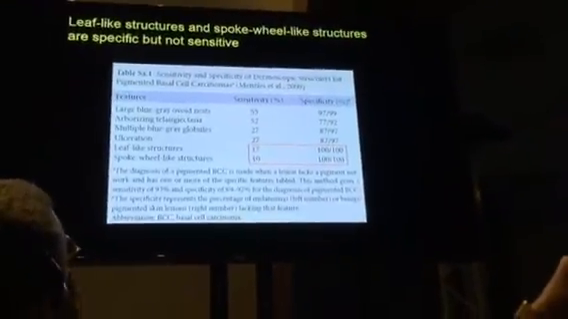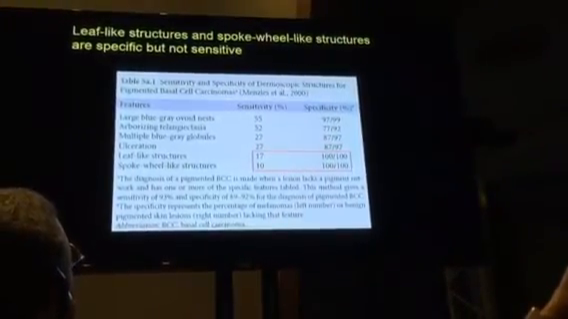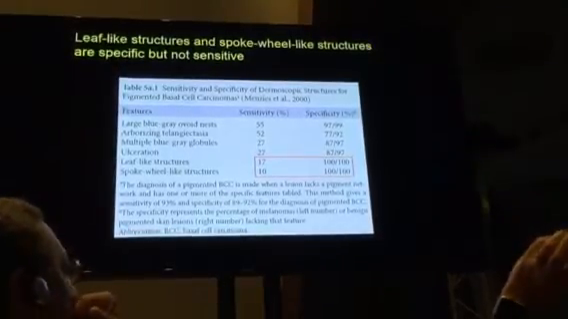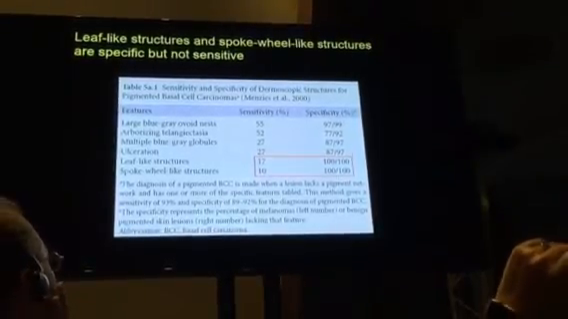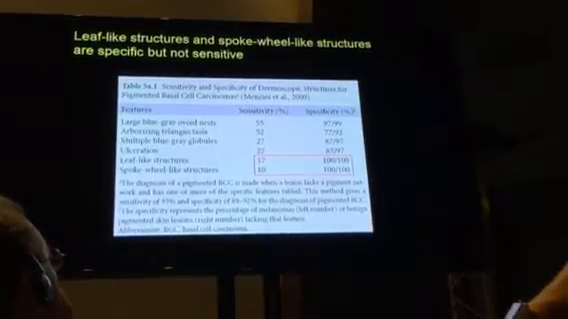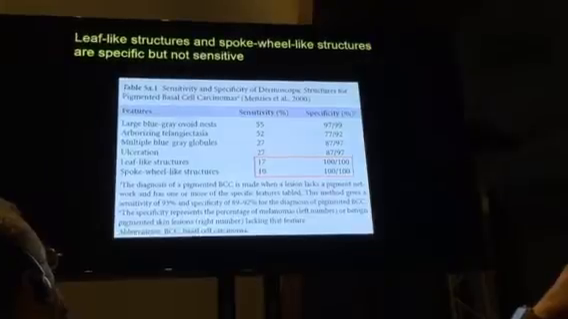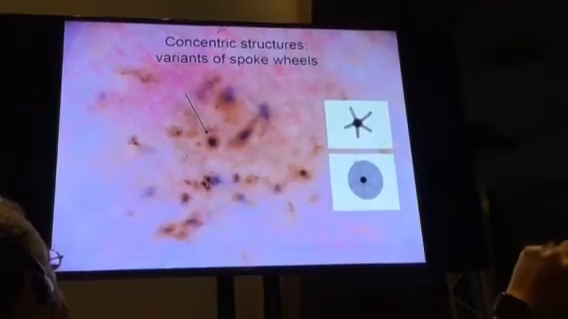And sometimes they don't really look like spoke wheels, but you can see a central dot and you see projections. These particular structures aren't that common. If you just look at pigmented basal cell carcinomas, the sensitivity is only between 10 and 17%, but they tend to be very specific. So if you identify them, you can be very confident that it's basal cell carcinoma.